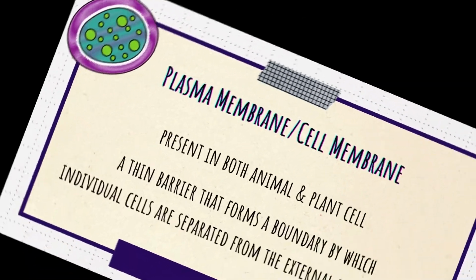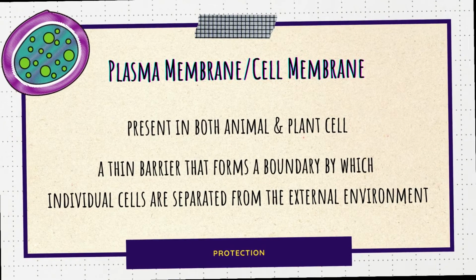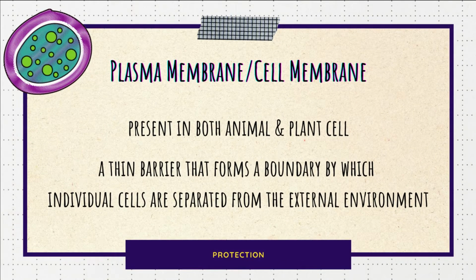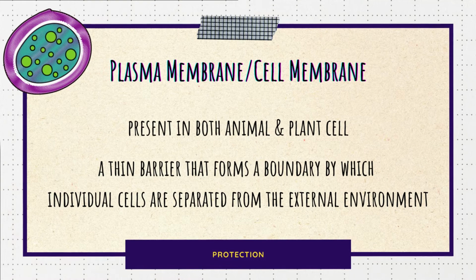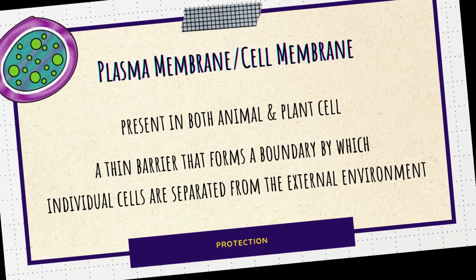Under protection, we have the plasma membrane or cell membrane. It is present in both animal and plant cells. It is a thin barrier that forms a boundary by which individual cells are separated from the external environment.